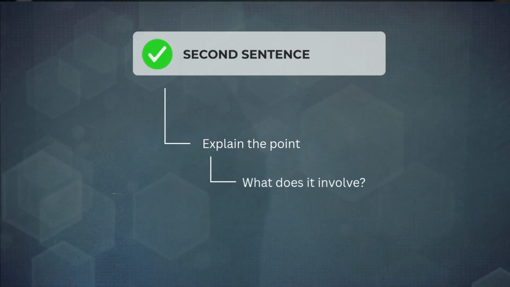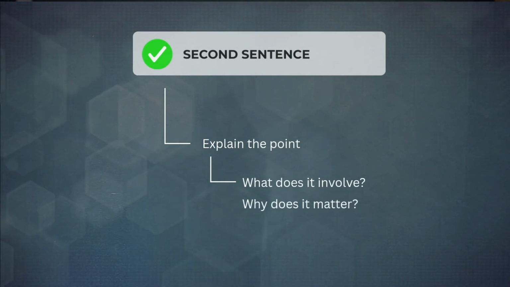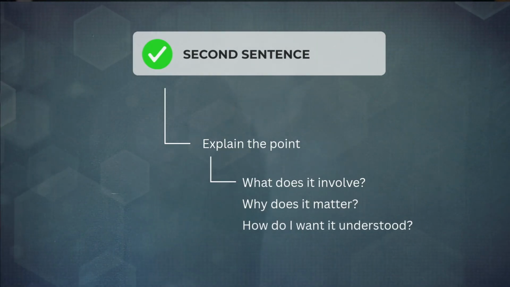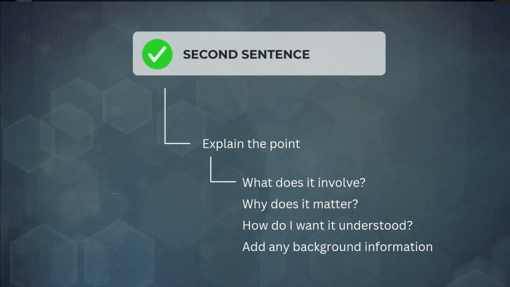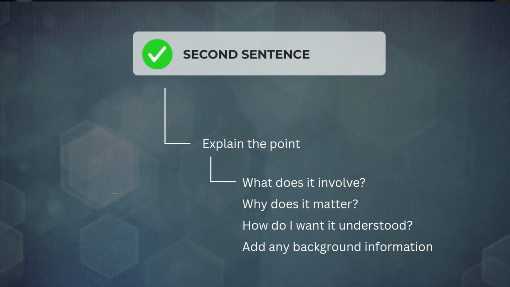This is also where a lot of paragraphs fall apart because rather than explaining the point, a lot of writing will jump straight into providing evidence for it. But we need to explain it first so that it's clear what we're talking about. When you're trying to write this sentence, it can help to answer questions in your mind. For example, what does this idea involve? Why does it matter in this context? How do I want the reader to understand it? Or is there any background information that the reader needs to know for them to be able to understand what my point is? You can do this by providing extra detail. This is your reasoning sentence.